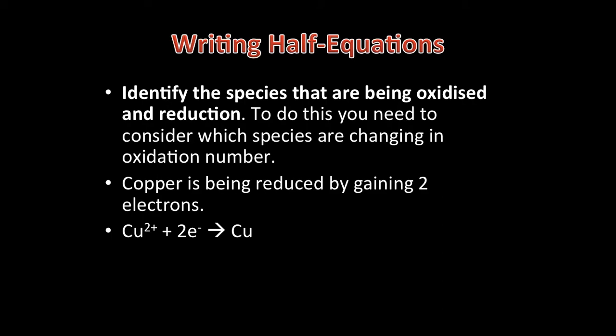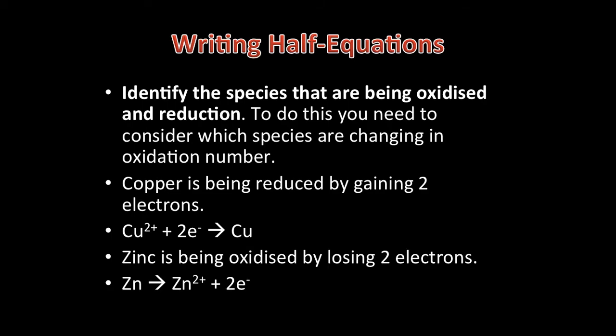Copper is being reduced by going from +2 to 0, therefore it must gain 2 electrons. This is shown in the half equation on the slide. Cu2+ plus 2 electrons reacts to form a copper atom. Zinc is being oxidized by going from 0 to +2. Therefore it must lose 2 electrons, so we put them on the right hand side of the equation. Zinc reacts to form Zn2+ plus 2 electrons.